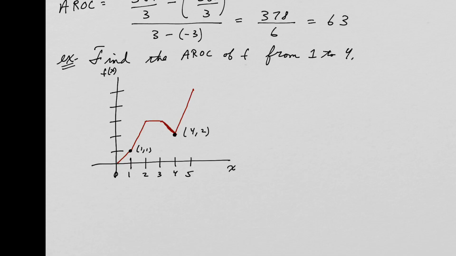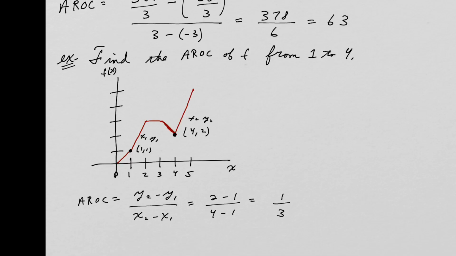So just call this, say, x1, y1, x2, y2. So the average rate of change is going to be y2 minus y1 over x2 minus x1. So it'll be 2 minus 1 over 4 minus 1. Well, that's going to be 1/3. Right, which, again, is also the slope of this line that connects those 2 points. Right? So the average rate of change is nothing more than the slope of the line that connects those 2 points.